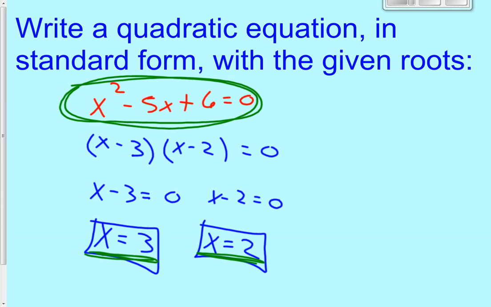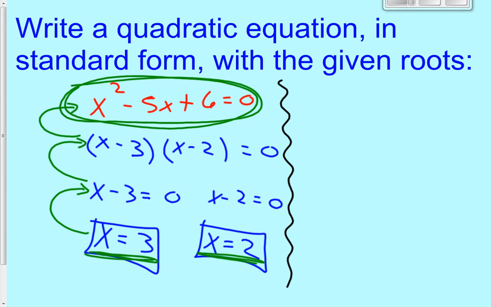So we're just going to work backwards. We're going to go to this step. Once we're at this step, we're going to go to this step. And once we're at this step, we're going to get our answer in this step. So let's just quickly see how that would look on this problem. Once again, you don't have this in your notes, so just watch as I do this. Our roots are x equals 3 and x equals 2.